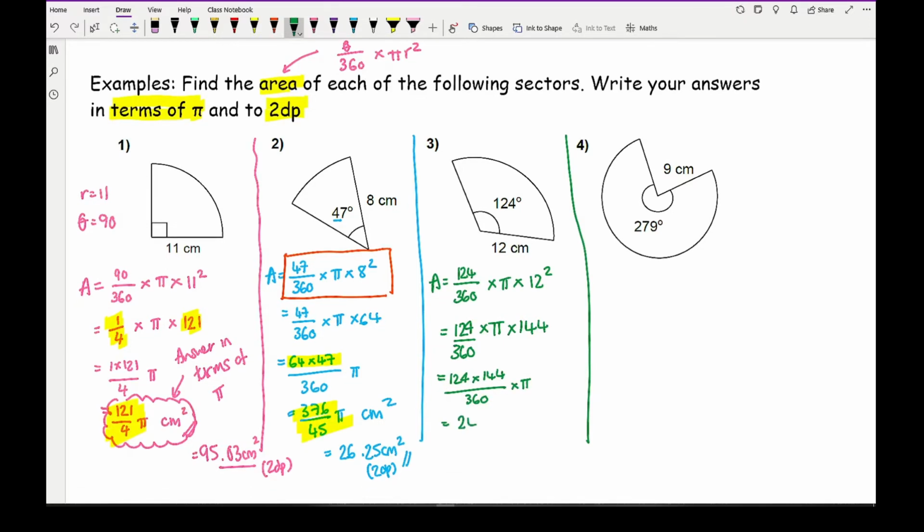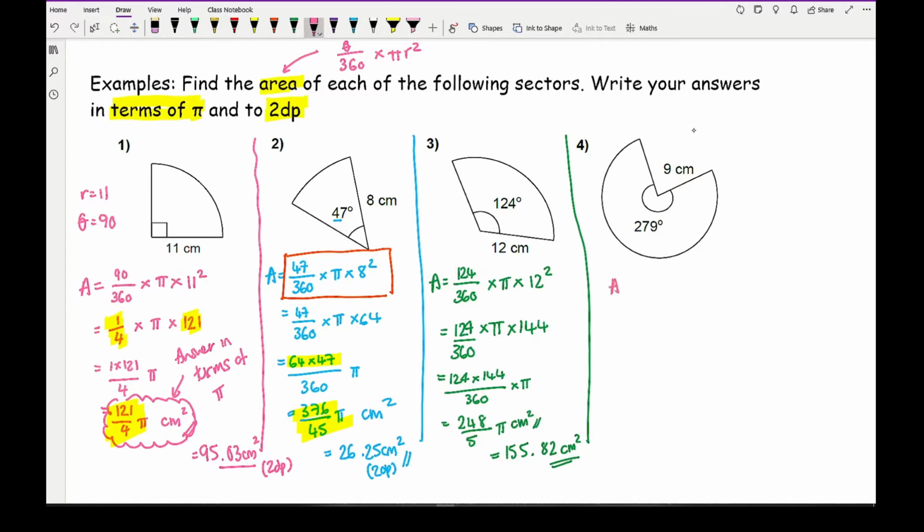And that equals 248 over 5 pi, and working that out as a decimal gives me an answer of 155.82 centimetres squared. So this is the answer in terms of pi, and this is the decimal answer of that particular question. So moving on to question 4.